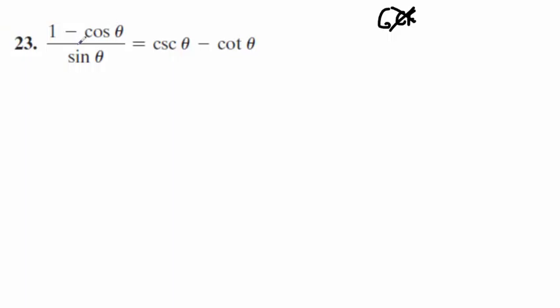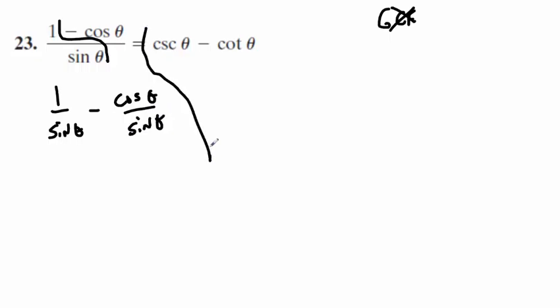So I can split this instead of being 1 minus cosine of theta over sine. I'm just going to put 1 over sine theta, and then I have minus cosine of theta over sine squared of theta. Once again, only working with the left side because that side looks a little bit harder to me at the start. Well, I know that 1 over sine of theta is equivalent to what? Is equivalent to cosecant of theta.